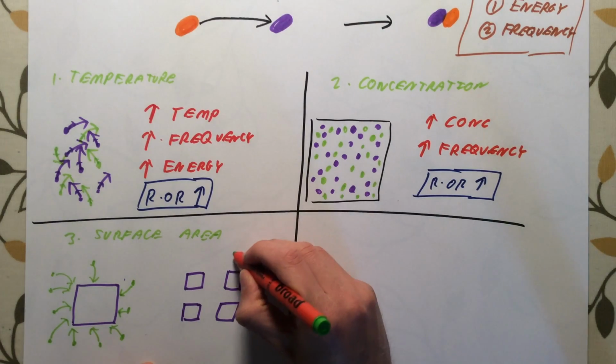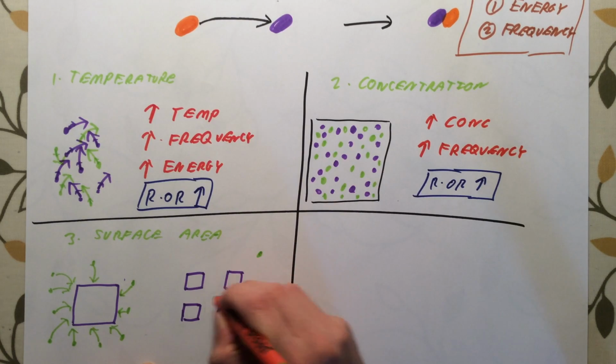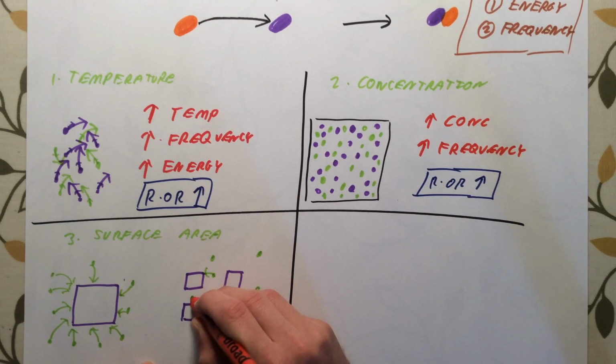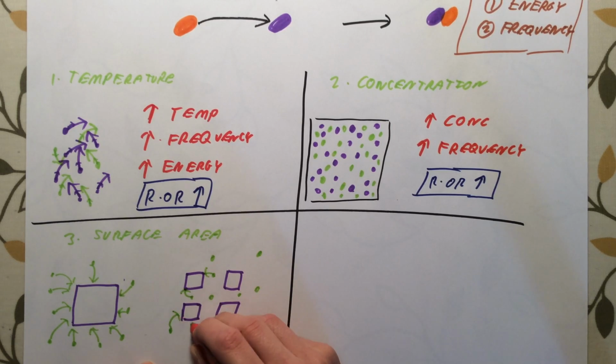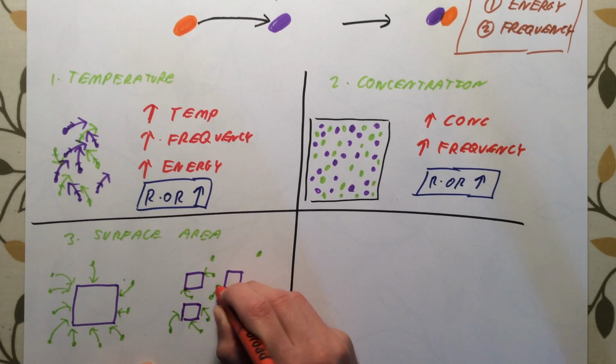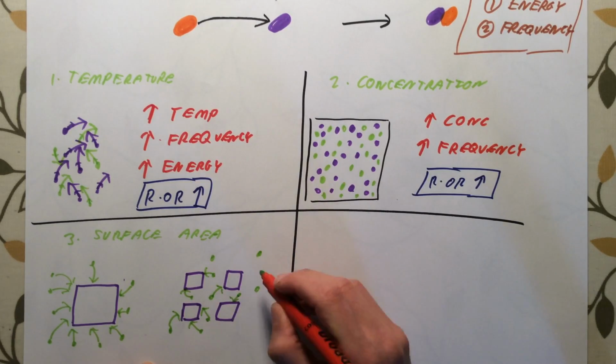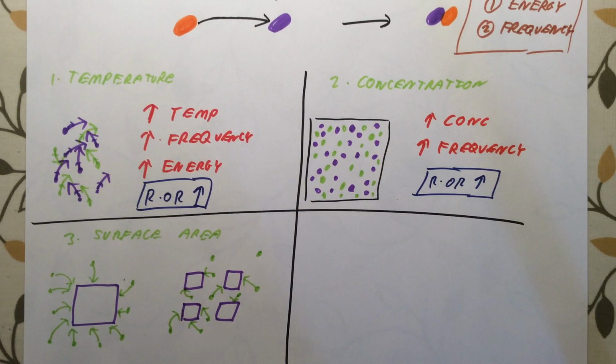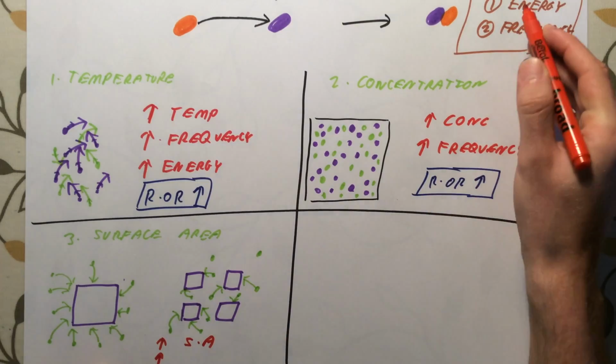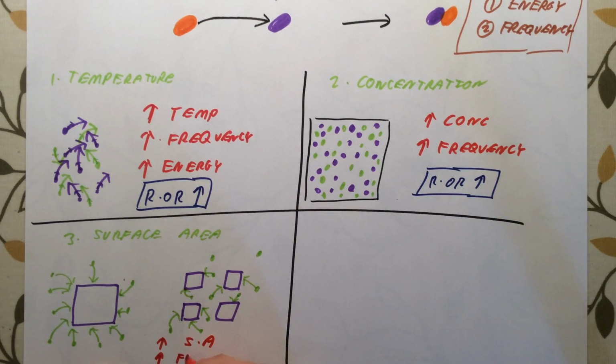Now, if you think about it, there is a much higher surface area where these particles can collide. So we can get collisions here, we can get collisions here now. So there is a much larger surface area, so the collisions are going to be much more frequent. In this one I have increased the surface area. Therefore, I haven't increased the energy of the collisions, but I have increased the frequency of them. And therefore, my rate of reaction will once again increase.